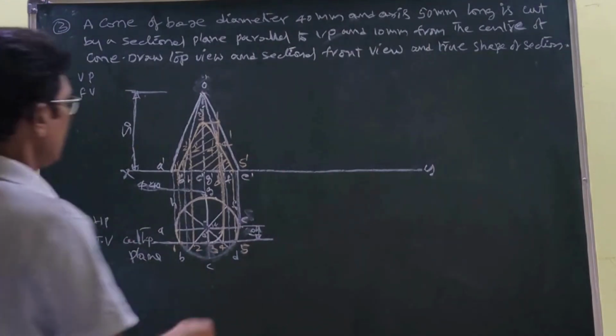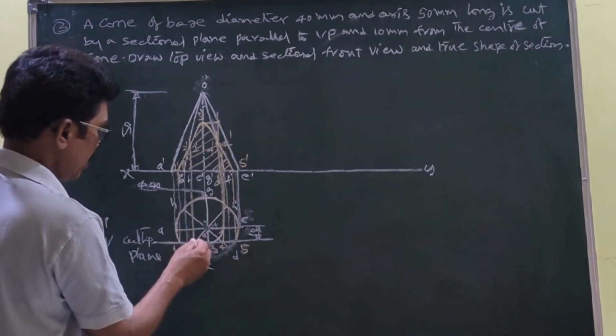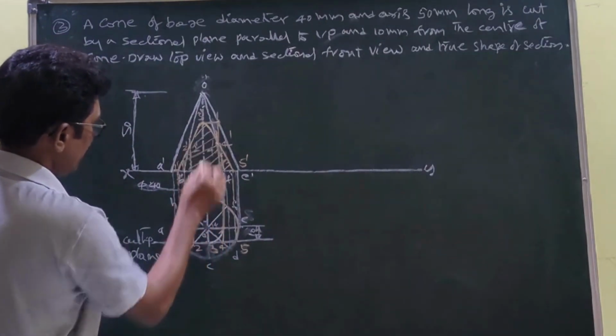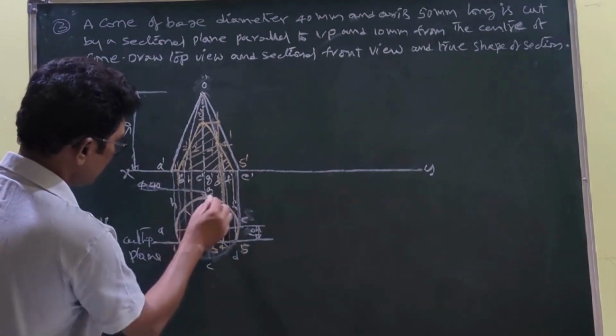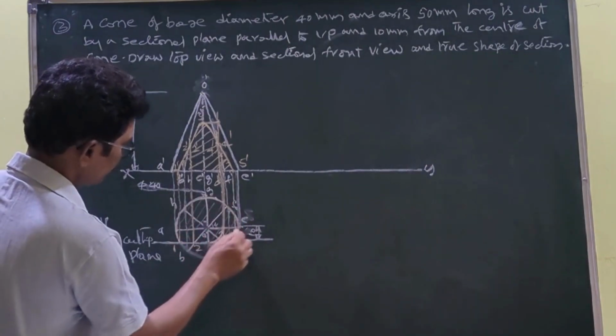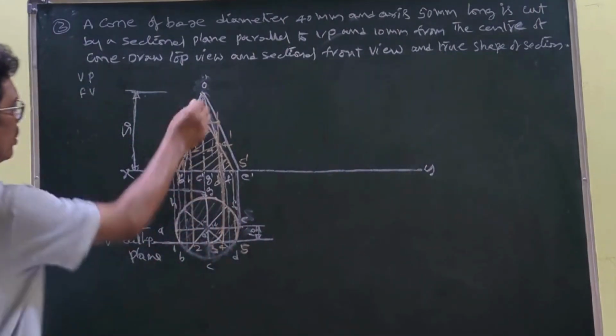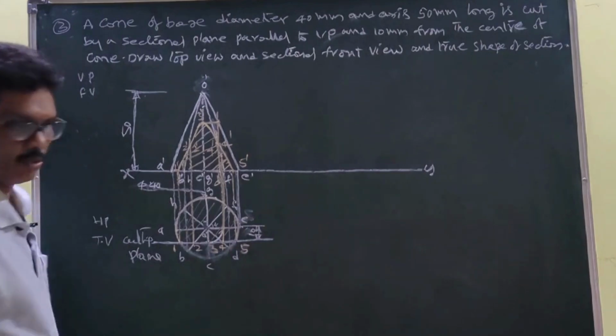So like this we have developed the top view and front view. Suppose you want to make it hatched, you can do it. This is the top view and this is the front view. This part is to be removed. Okay.